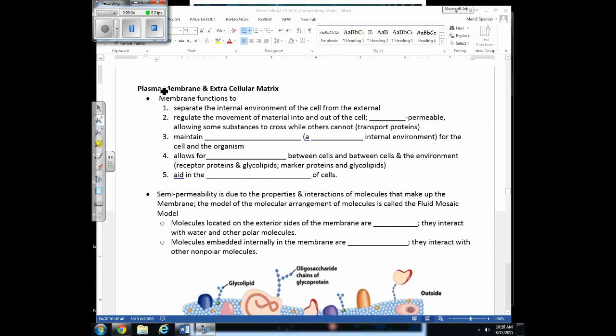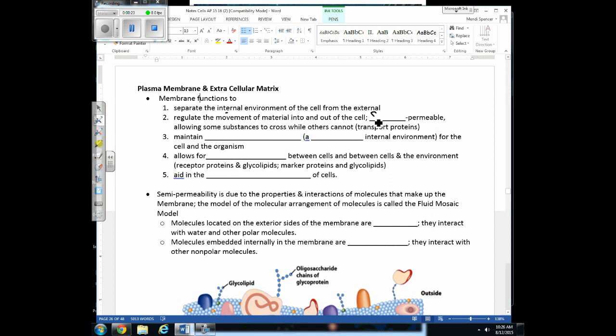In this section of our notes, we're going to focus on the plasma membrane and the extracellular matrix. And first we're going to start with the plasma membrane and go through some general functions. So that plasma membrane is what separates the internal from the external environment. It's the outermost part of the cell. It helps regulate what moves in and out of the cell.